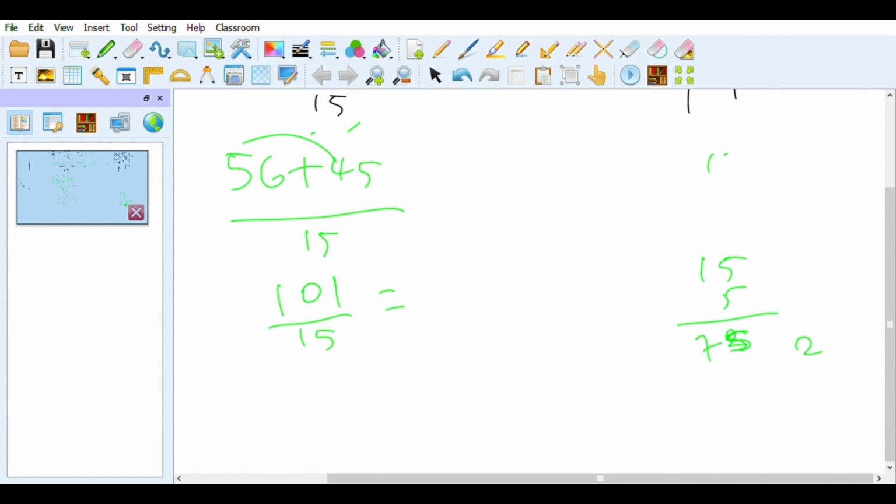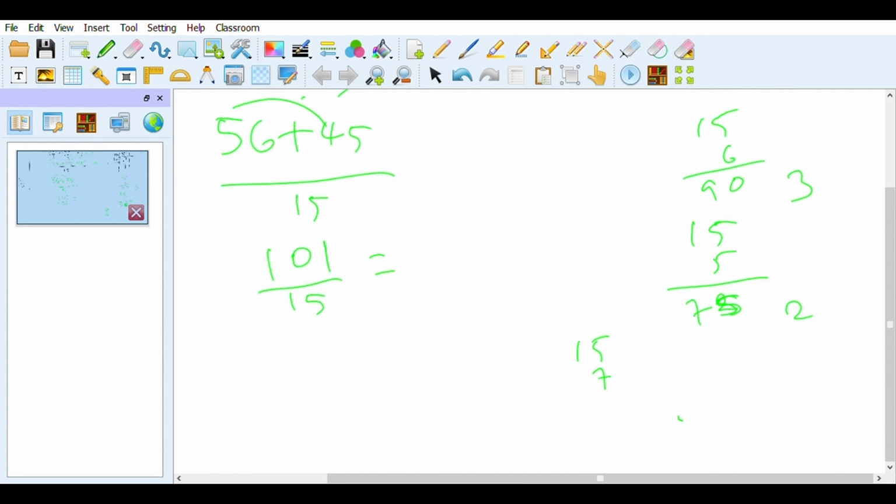So let's try 15 times 6. 6 times 5 is 30. Write 0, carry 3. 6 times 1 is 6, plus 3 is 9. We have 90. What about 15 times 7? Okay, 7 times 5 is 35, carry 3. 7 times 1 is 7, plus 3, we have 10. So we're looking for 101, we got 105, so this is out of it.